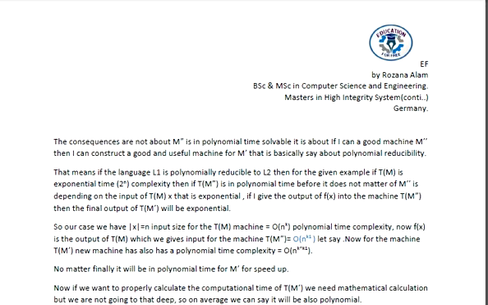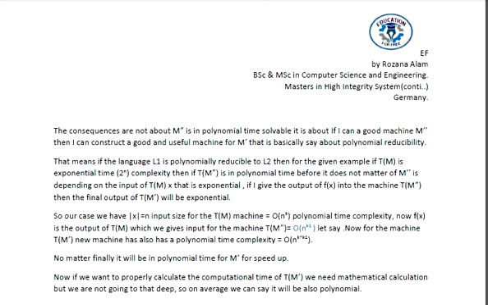Now if we want to really calculate the complexity of the Turing machine M prime, then we need some deep mathematical calculation. I am not discussing that here. So normally we can say that the final machine T of M prime will have polynomial time complexity, as we have polynomial size input.